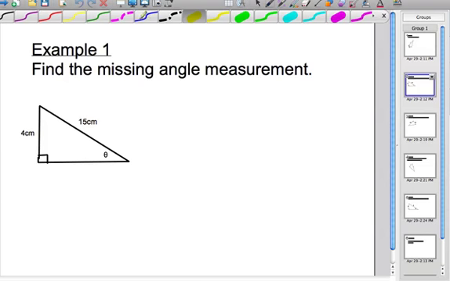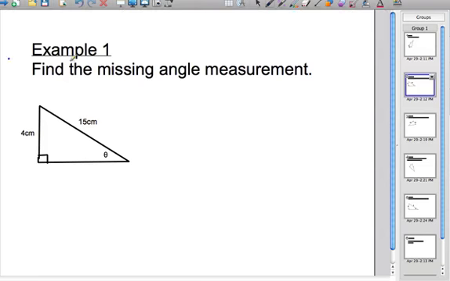Okay, so we can also use trigonometry to find missing angles rather than just missing sides. And firstly, we need to remember our angle ratios. So we have to remember SOHCAHTOA, which tells us what the ratios are for sine, cosine, and tangent.